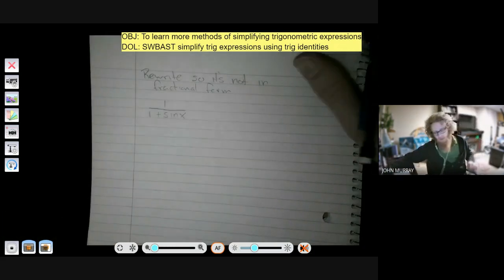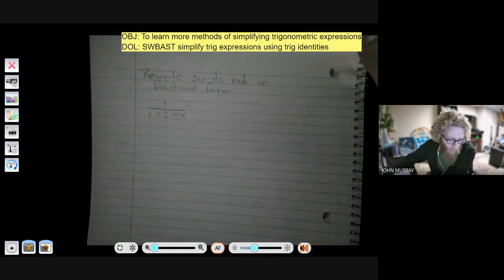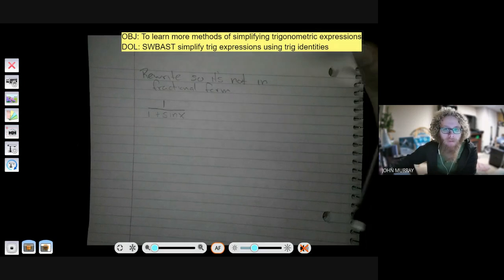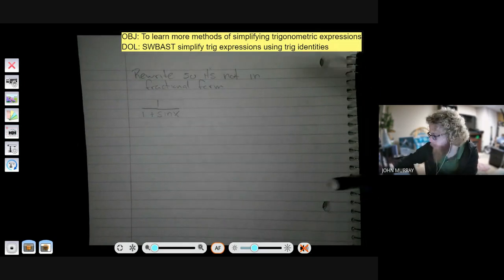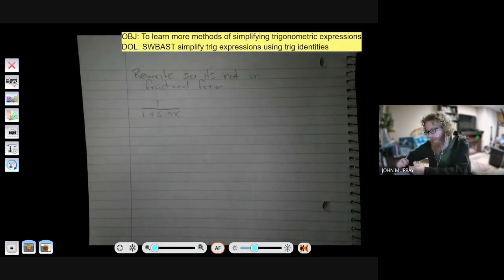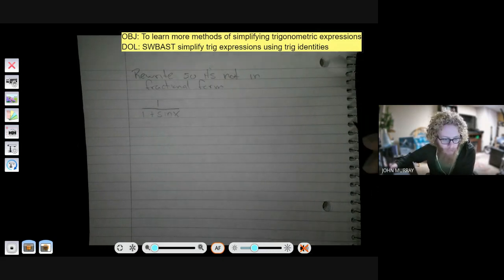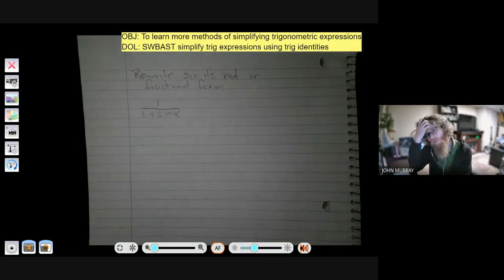Okay, so our last simplification problem is one where it's a common thing in math where we don't want a fractional form. We want to avoid fractions as much as possible, especially with trigonometry. Things get a little complicated. So here we have 1 over 1 plus sine of x.